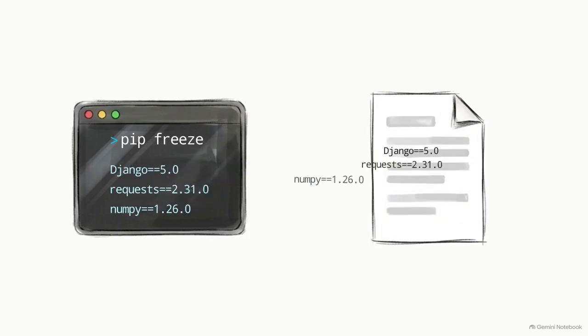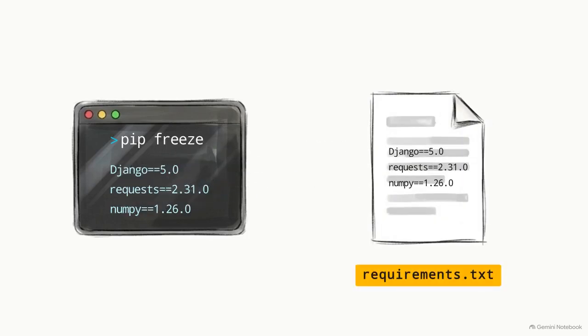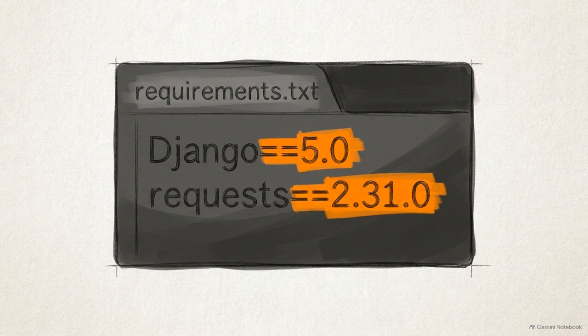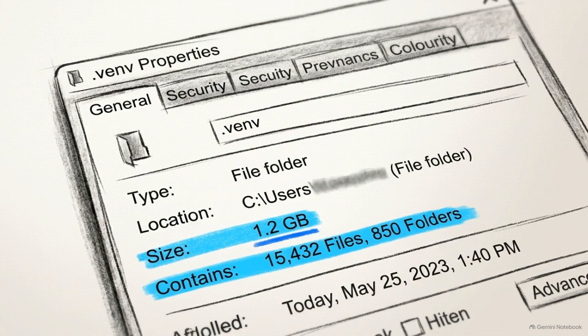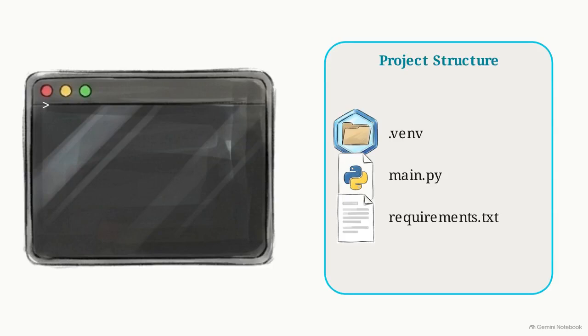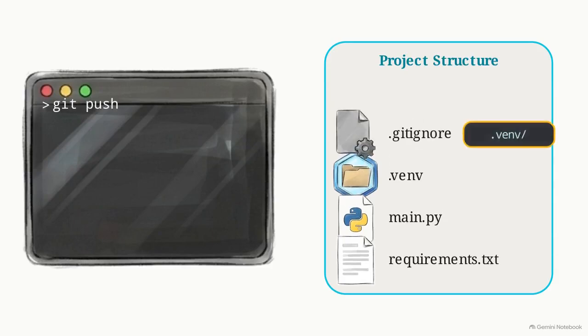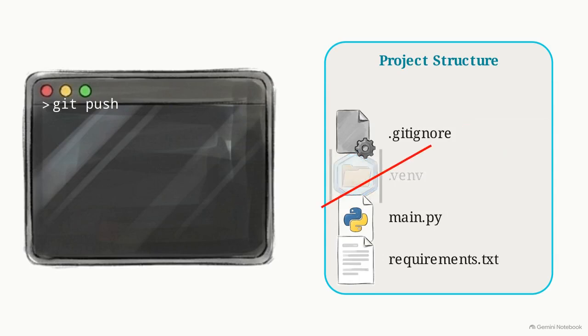After installing your dependencies, you should capture the specific list of package versions currently in use. Running pip freeze into a requirements.txt file saves this list for later. The .venv folder itself can contain thousands of files. Because these files can be easily recreated, you should not commit the environment folder to your Git repository. Instead, you create a .gitignore file to exclude the environment folder. This keeps your repository lightweight while the requirements file tracks the necessary data.